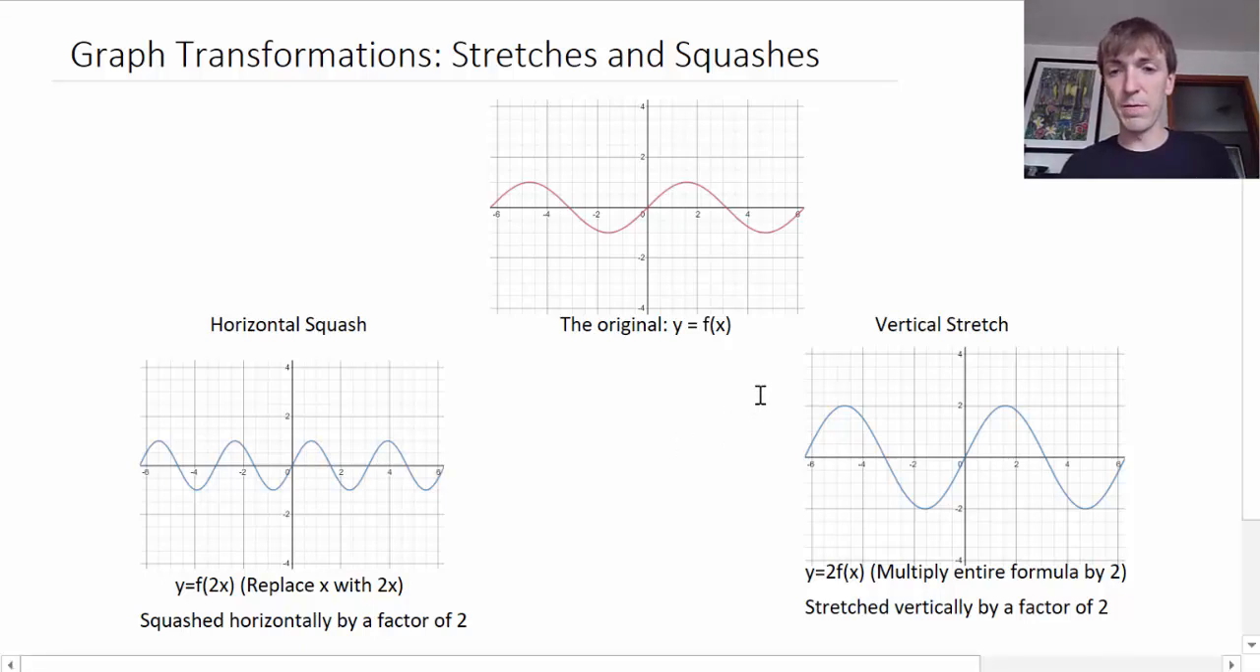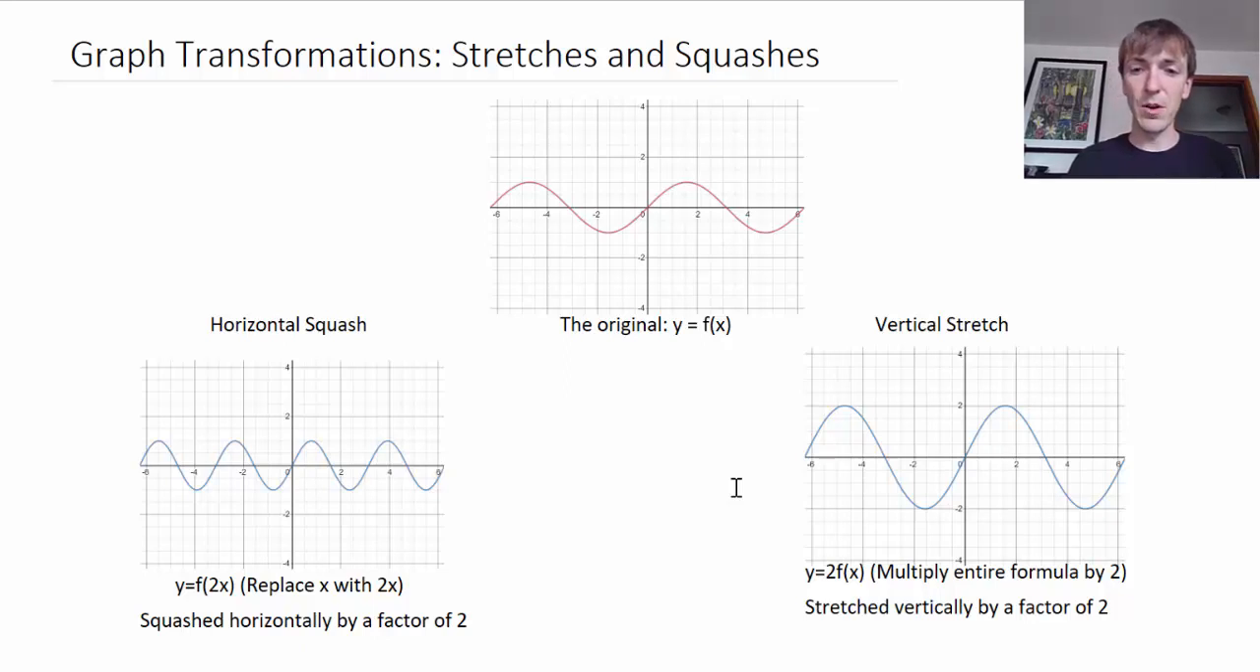All right, so a vertical stretch is done by, again, taking the entire formula, because that's how we do vertical transformations, and multiplying that entire formula by a constant. So if I multiply the entire formula by 2, that has the effect of stretching the entire graph vertically by a factor of 2. So again, if you watch my hands, the graph has gone this way. Again, vertical transformations are forwards. There's nothing backwards about it. So if I multiply by 2, I get a stretch.